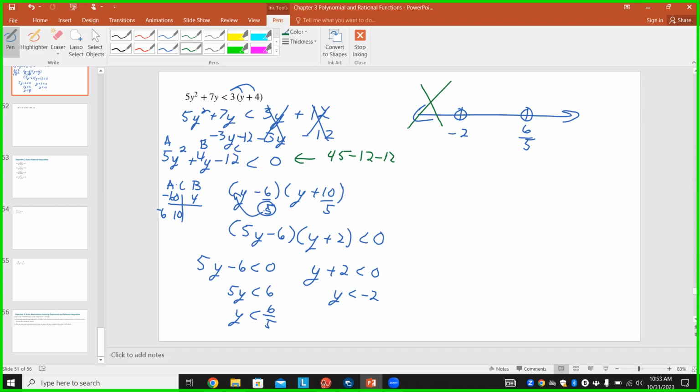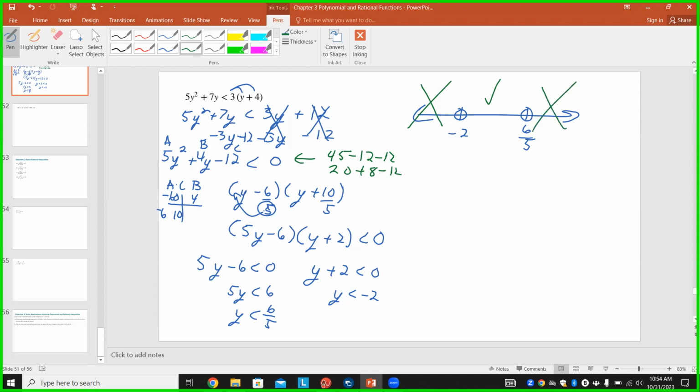And then we're going to pick test numbers between our boundary numbers to see what actually works. So a good test number between negative 2 and 6/5 would be 0. 0 would be good. So that all zeroes out and I get negative 12. Is negative 12 less than 0? Yes, so that works. Try a number to the right of 6/5. 2, good. So 2 squared is 4. 4 times 5 is 20. Then we get plus 8 minus 12. What's that? 12 minus 12, which is 0. Is 0 less than 0? No. So this part won't work either.